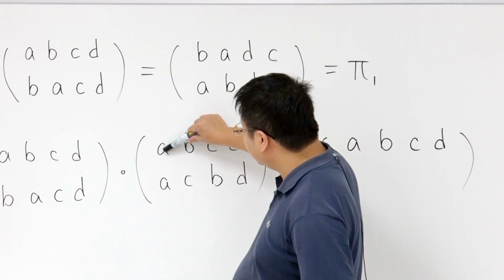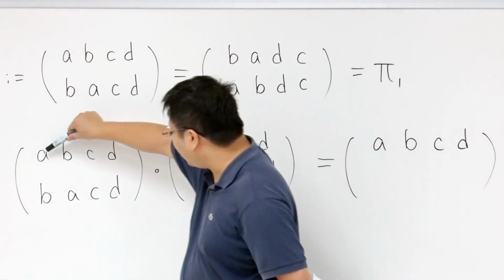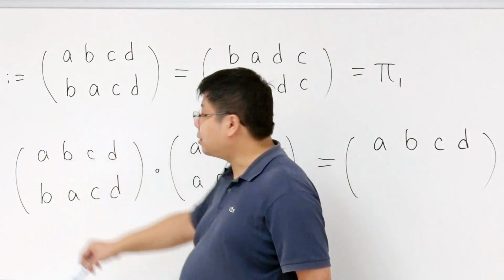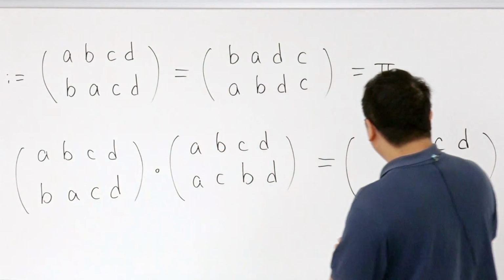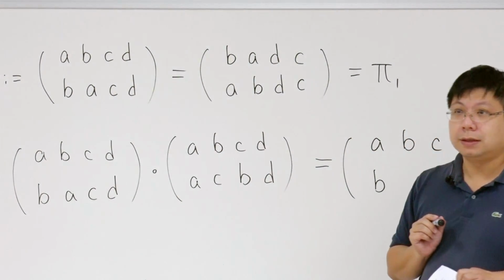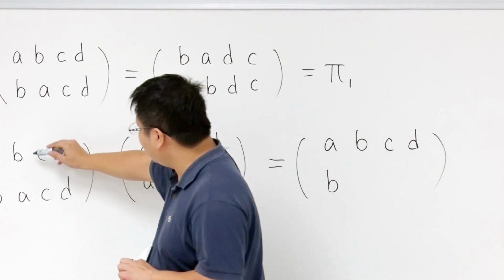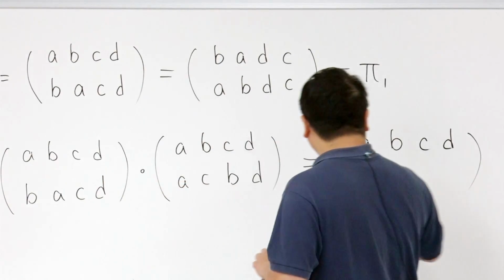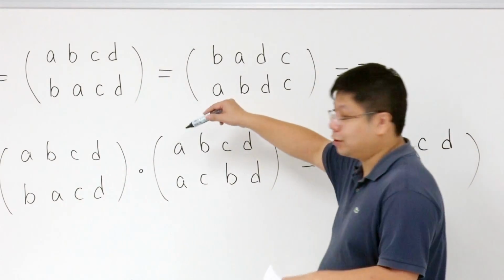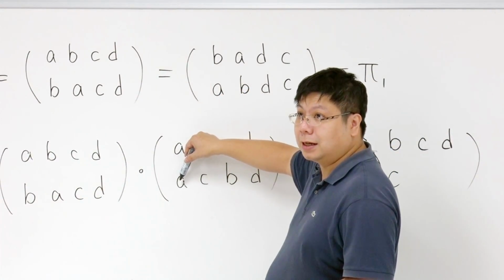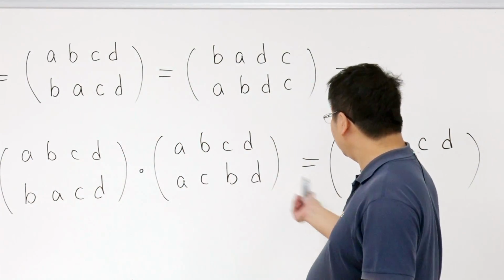A is first mapped to A by the first permutation pi 2, and then A goes to B. Is that okay? A goes to this A, and this A goes to B. So in that case, A will go to B. And then B goes to C, and then this C goes to C. So B will go to C. Does that make sense? So it is like a function: F of A is A, and then G of A is B. So G of F of A is B.